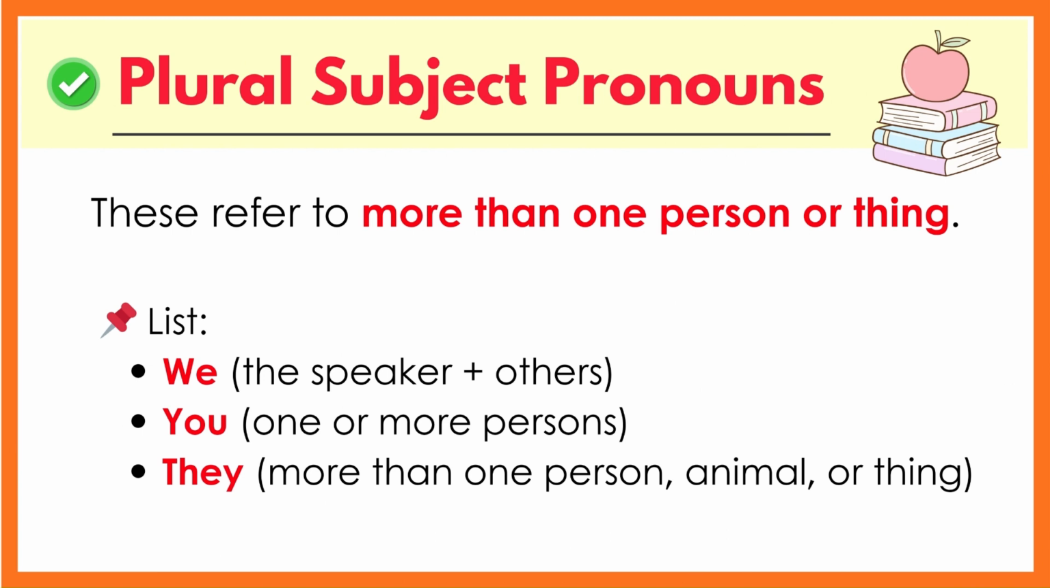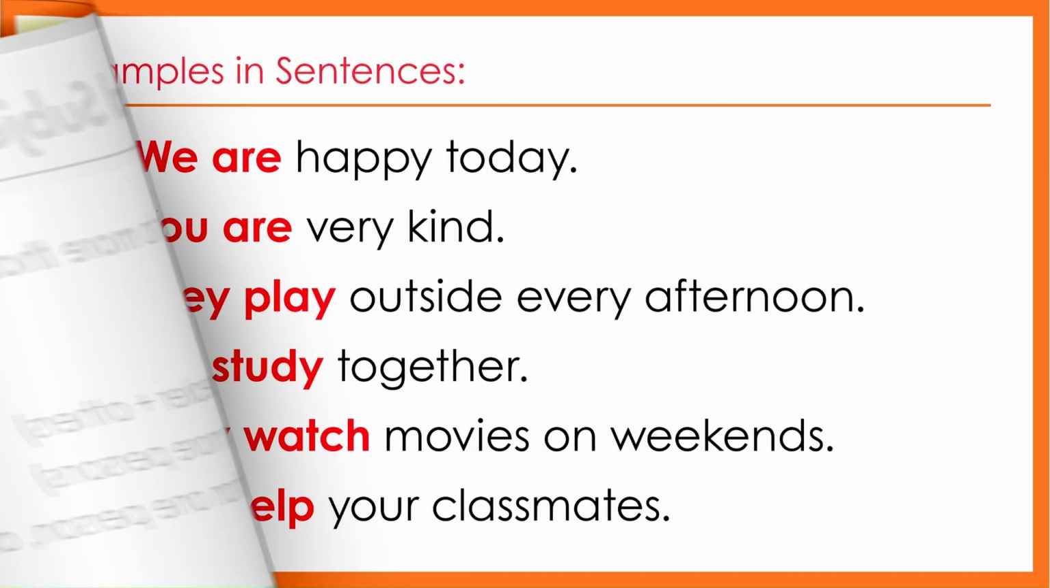Let's learn about plural subject pronouns. Plural subject pronouns are used to refer to more than one person or thing. Let us look at the list. We refers to the speaker and others. You refers to one or more persons. They refers to more than one person, animal, or thing. Remember, these pronouns replace plural nouns and help make sentences clearer.